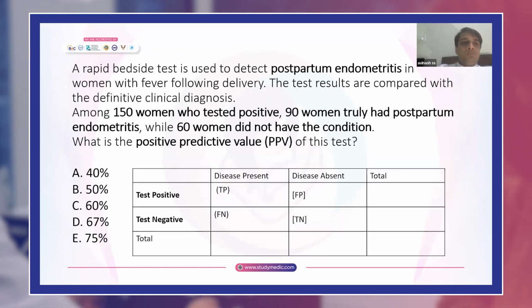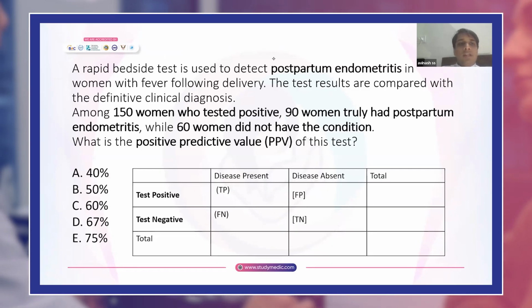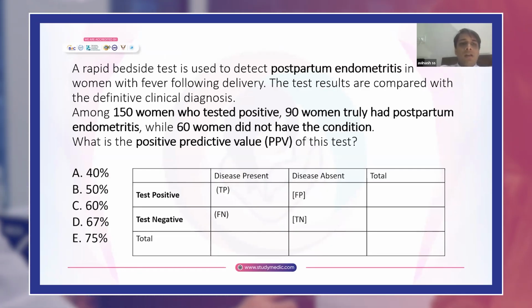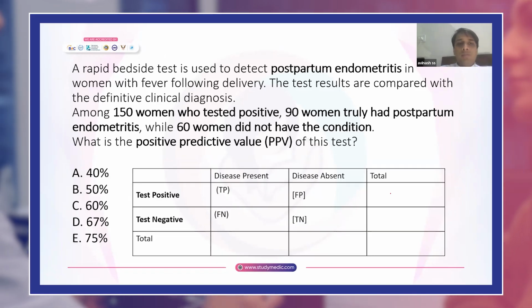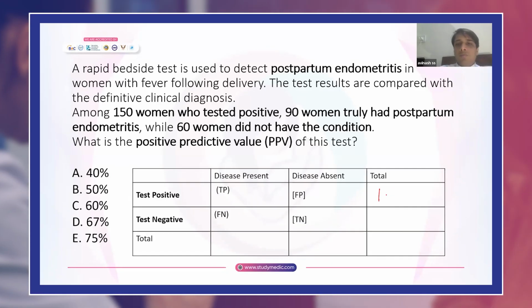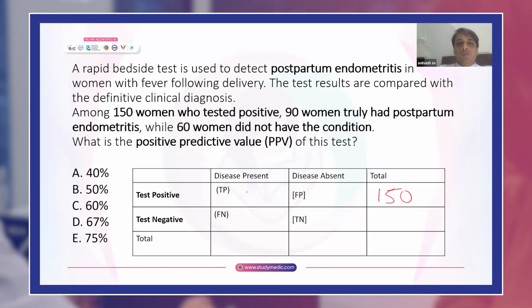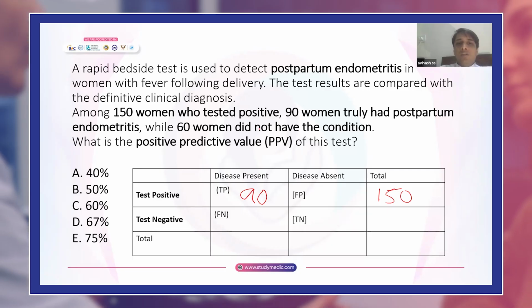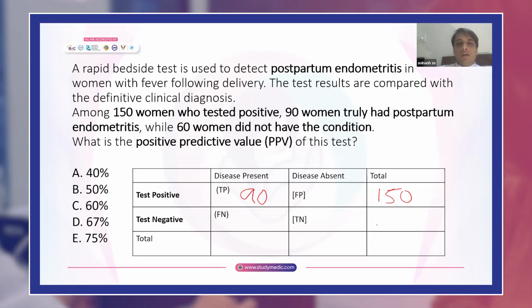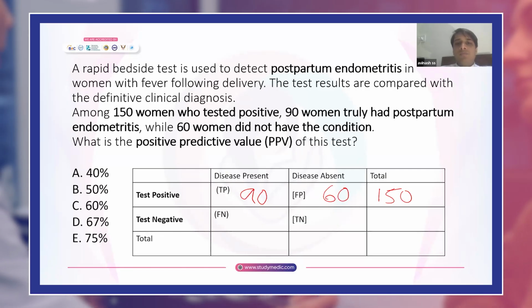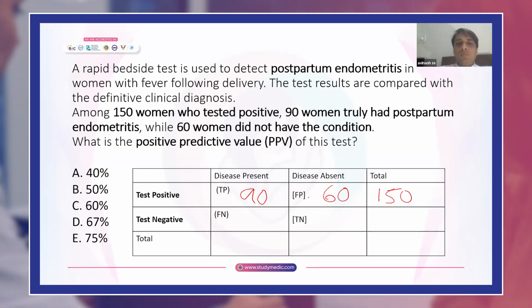Now the next question is a rapid bedside test. Among 150 women who tested positive, 90 women truly had postpartum endometriosis, which means disease is present, while 60 women did not have the condition. This is false positive. What is the positive predictive value?